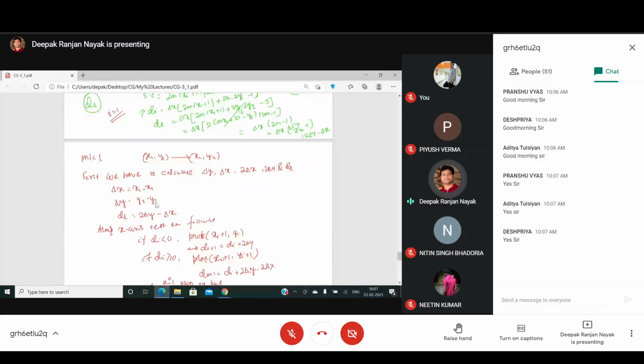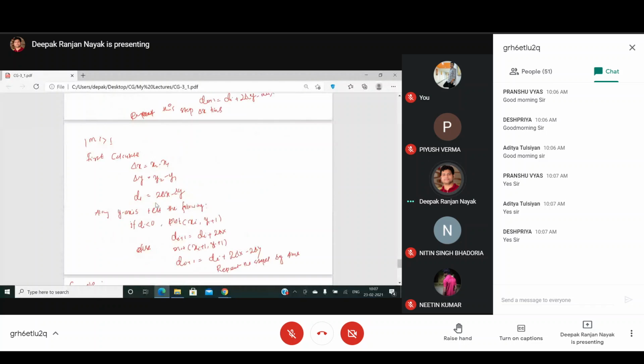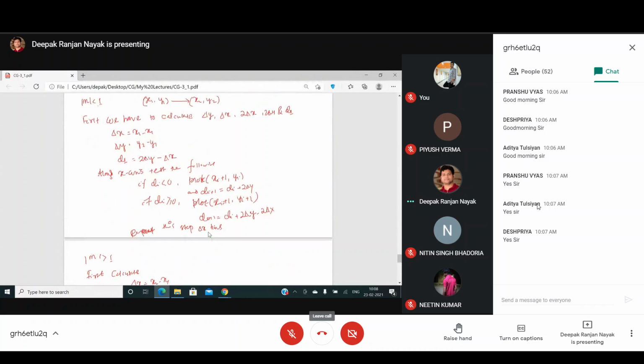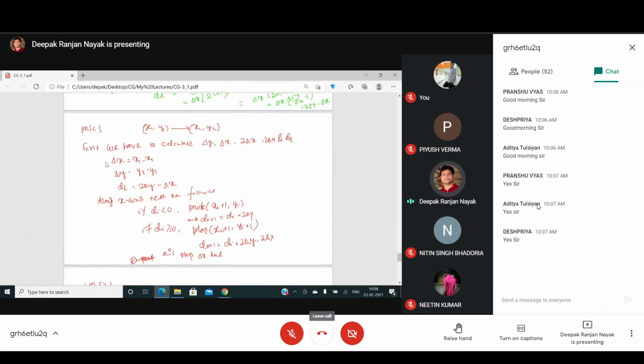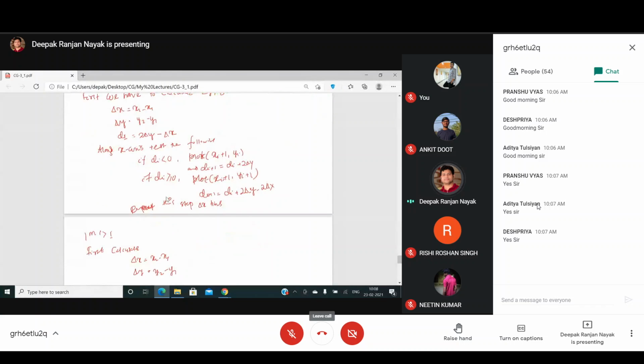Yeah, in this case, m is greater than 1, right? Slope is greater than 1. So, in this case, we have to calculate first the base case that we all know, I mean, that decision parameter, which is nothing but d here. So, the base is nothing but 2 del x minus del y. However, in case of m less than 1, it was 2 del y minus del x, if you remember. As in this case, m is greater than 1.